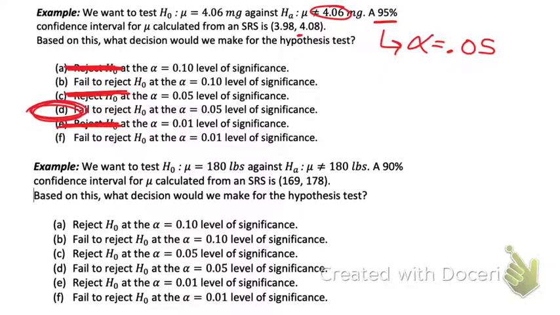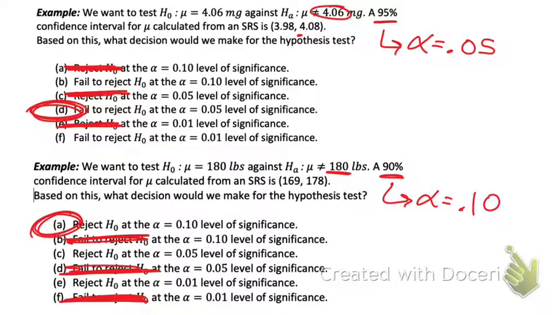So what's the answer? D. Cool? All right. Mu is 180 against mu does not equal 180. Our confidence interval is 169 to 178. What should we do? We're rejecting that 180, so we're going to get rid of those. And 90% means alpha equals 0.1. So what's the answer? A.